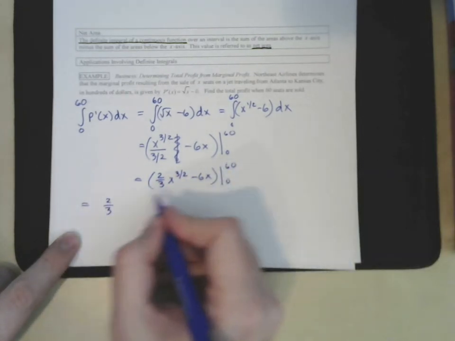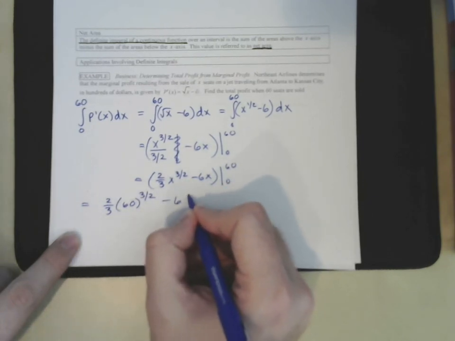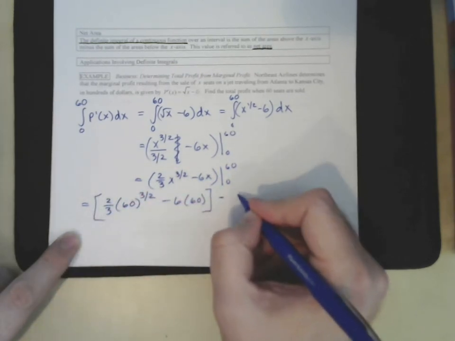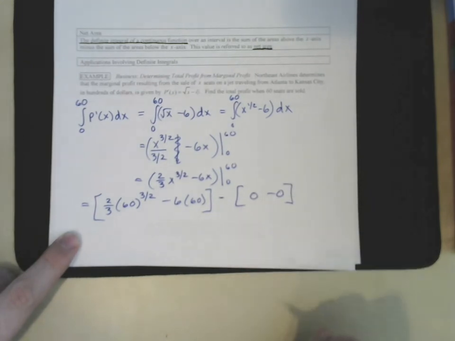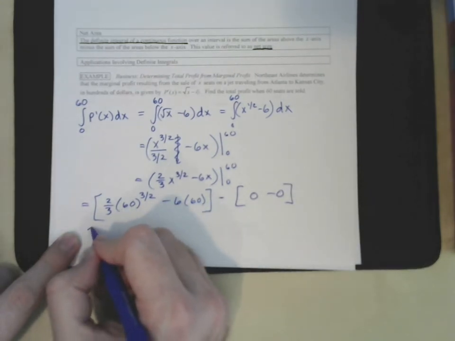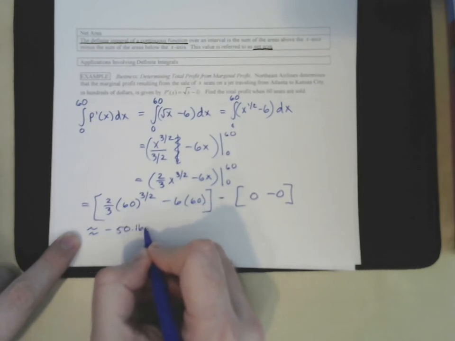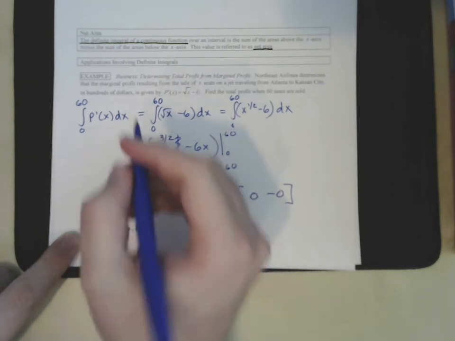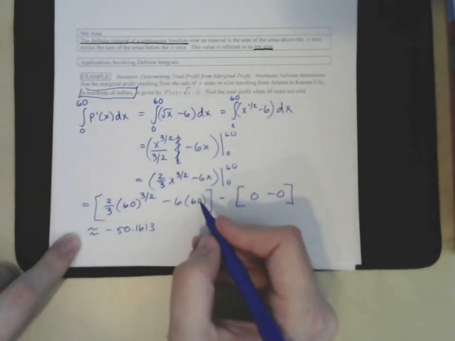So plug in the 60 first. 2/3 times 60 to the 3/2 minus 6 times 60, and then all of this minus plugging in the 0, which is 0 minus 0. And when we punch this into our calculator, we get negative 50.1613. Now remember, this is in hundreds of dollars, marginal profit is, or our profit is.